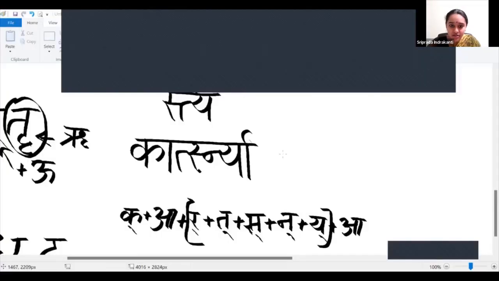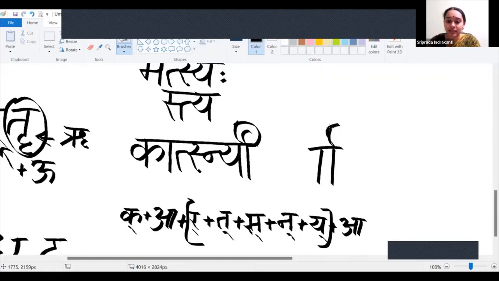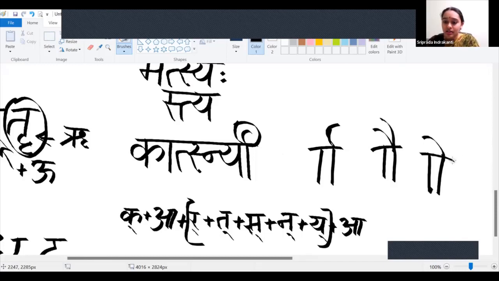The repha goes on top of the last line. Let me re-clarify that actually. As shown here, the repha goes on top of the last line. Kartsnya. When there are 2 lines, it's always on the second one. Anything, even if it is au, if it is o, it always goes on the last line you see. That's a standard rule. So I think that's your question.